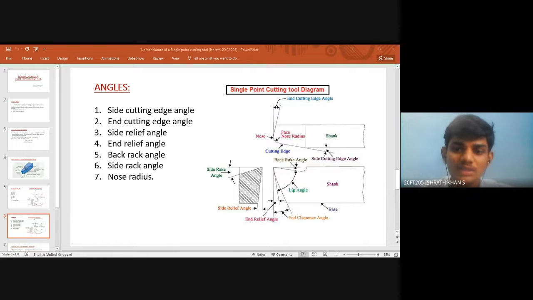The nose radius is the radius of a circular arc, and it is the intersecting area of the major and the minor cutting edges. By giving a curve to the nose, it will improve the strength of the single point cutting tool. Nose radius plays an important role in the surface finish of the final product.